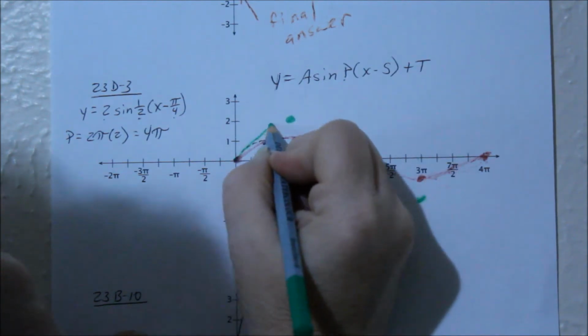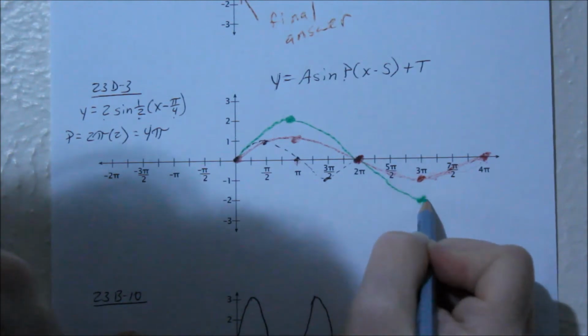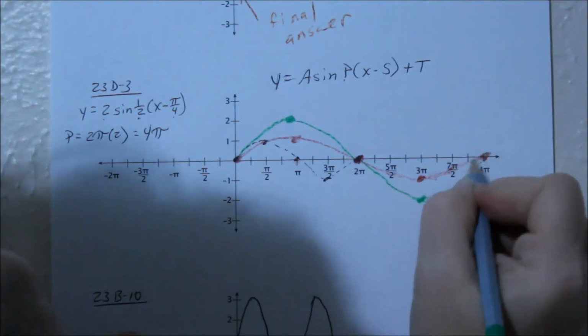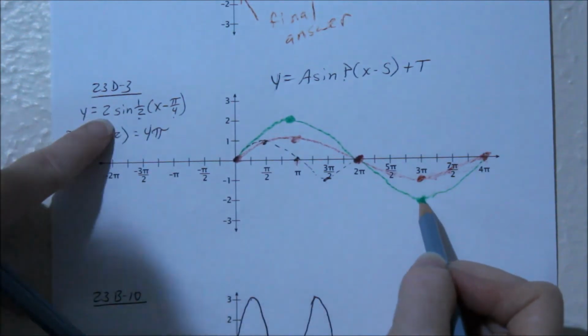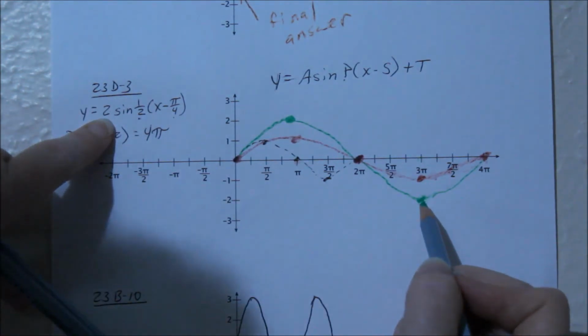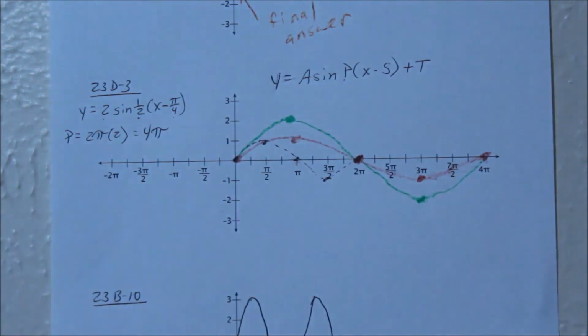All your amplitude does is tell you how tall or how short. Not skinny or fat, but how tall or short. So we just basically made this taller. My amplitude is higher, so it will be taller. So there's my new graph with the amplitude change.